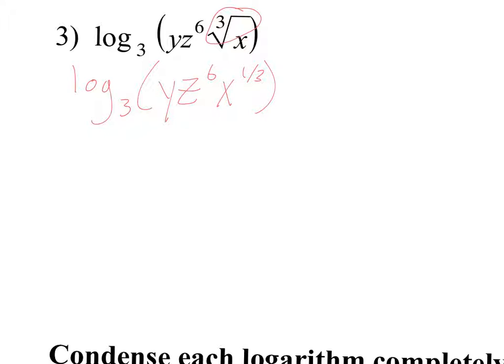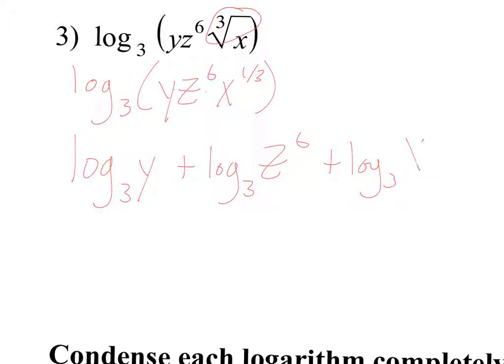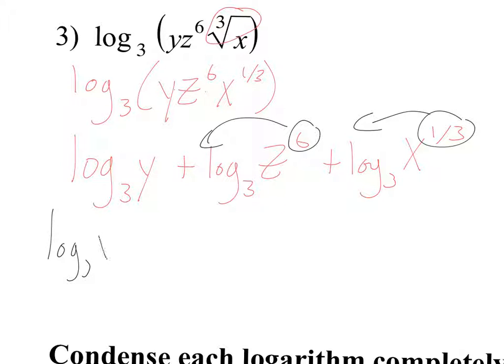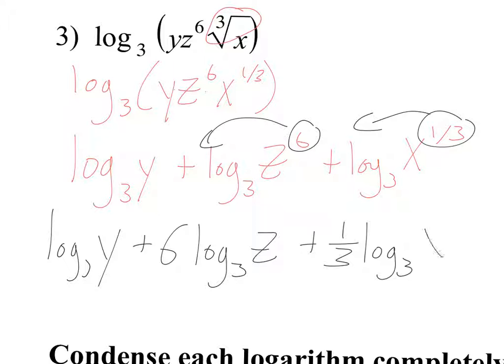Okay, I'm going to break this up based on addition because we're all multiplication on the inside. So log base 3 of y plus log base 3 of z to the 6th plus log base 3 of x to the 1/3, and now bring any powers out in front. Log base 3 of y plus 6 log base 3 of z plus 1/3 log base 3 of x.